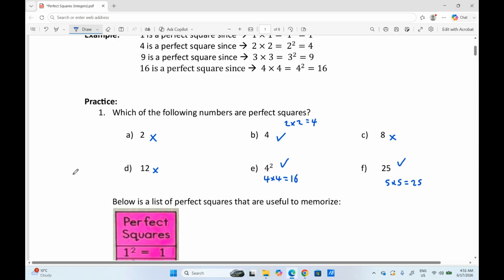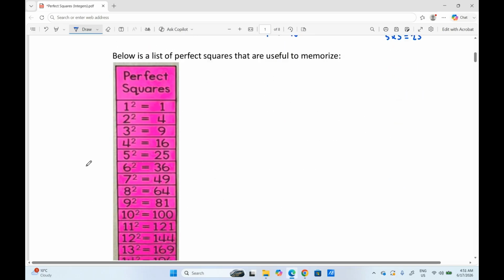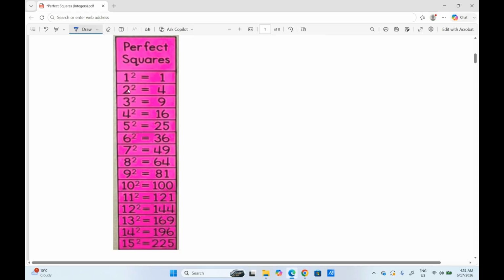And here is a list of perfect squares that may be useful for you to memorize. So for example, numbers such as 1 times 1, 2 times 2, 3 times 3, all the way to 15 times 15. These result in these perfect squares here of 225, 196, 169, 144, etc.